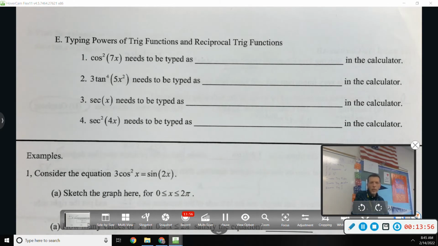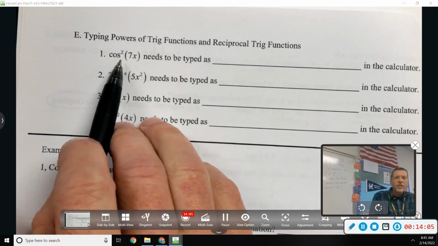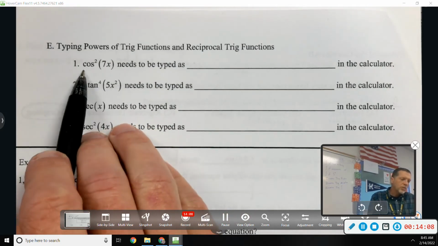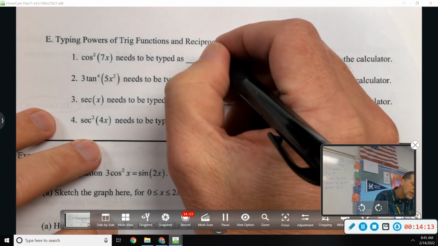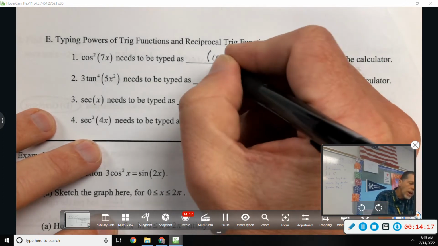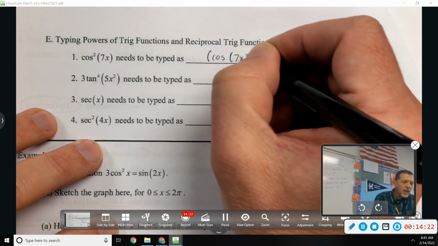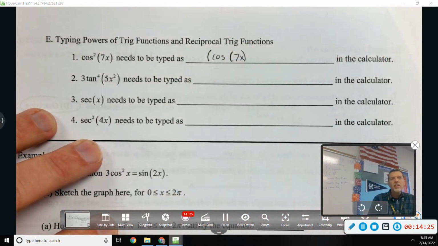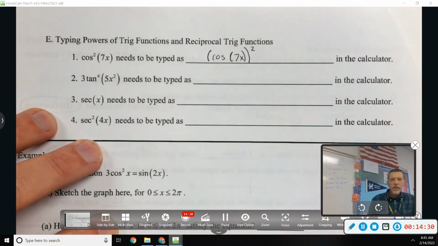All right, typing powers of trig functions and reciprocal trig functions. I think we've talked about this a little bit in terms of if that's cosine squared, we don't want to square the 7x, you want to square the cosine. So you have to make sure that the cosine is being squared. When you type cosine, it's automatically going to open a parentheses. And then you can do 7x and close the parentheses. But then you need to close that to make sure you square the cosine.